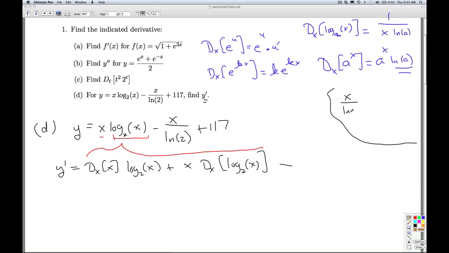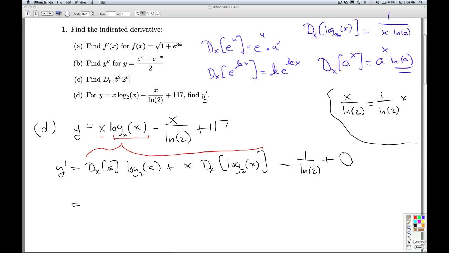x divided by the natural log of 2 is just 1 over natural log of 2 times x. So this is once again a constant times x. If I were taking the derivative of 3x, it's 3. If I take the derivative of 5x, it's 5. If I take the derivative of negative 3 halves x, it's negative 3 halves. So if I take the derivative of 1 over natural log 2 times x, the answer is 1 over natural log 2. Plus the derivative of 11d7, of course, is 0.